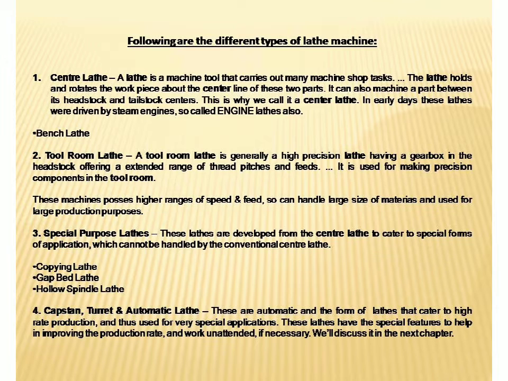And capstan, turret and automatic lathes are automatic forms of lathes that cater to high rate production and thus are used for very special applications. And friends, these are used in continuous production centers for producing huge quantities of materials in a totally automatized environment. These lathes have special features to help improve the production rate and work unattended.